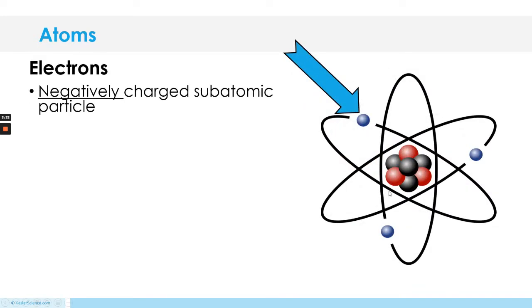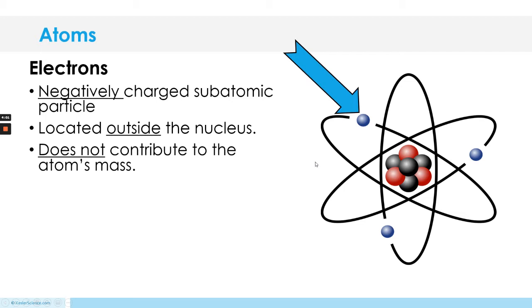Electrons. Electrons are the last subatomic particle. They're negatively charged. The way you think about this is the flow of electrons is electricity. If you touch electricity, it will have a negative effect on you. It's not good, right? You don't like to touch electricity. So electrons are negatively charged. They're located on the outside in the shells.